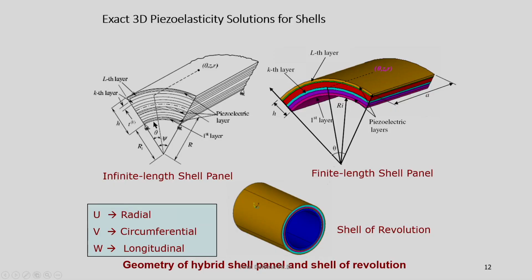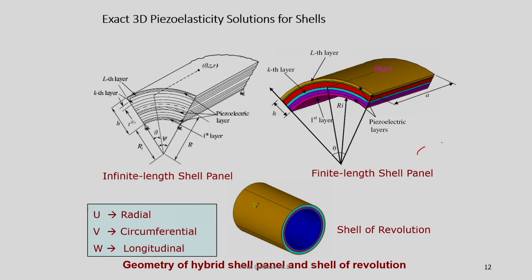Now, let us assume a piezoelectric cylindrical shell in which some of the layers are piezoelectric. Our concept is a hybrid shell, meaning that some layers are made of composite materials and some layers are made of piezoelectric materials. In most cases, generally the top layer or bottom layer are piezoelectric layers, but it may be in between. So, this formulation is very generalized, and you may consider piezoelectric layers in between also.